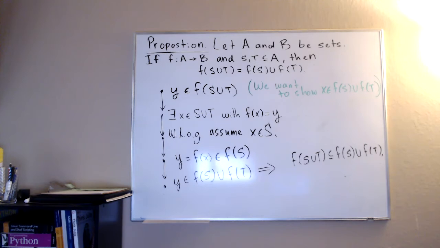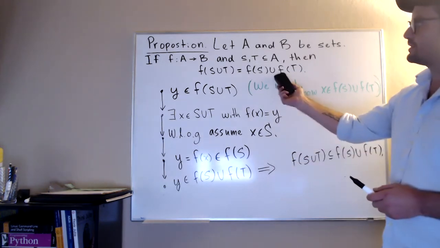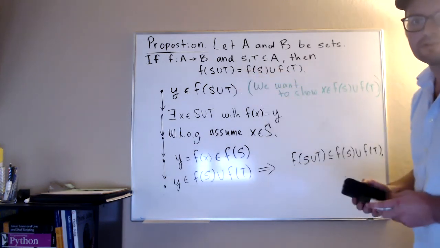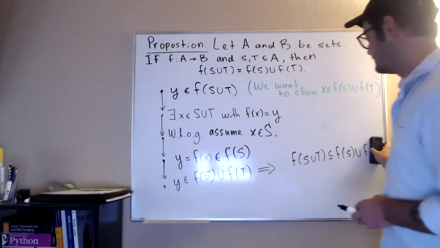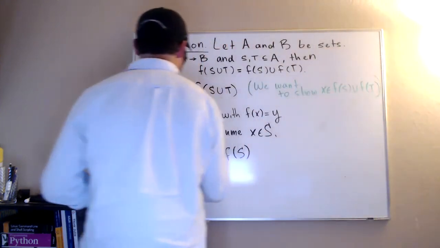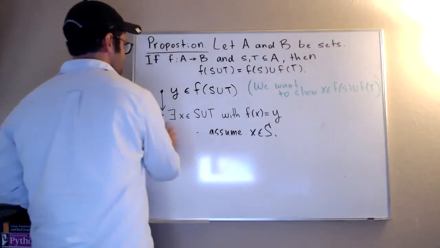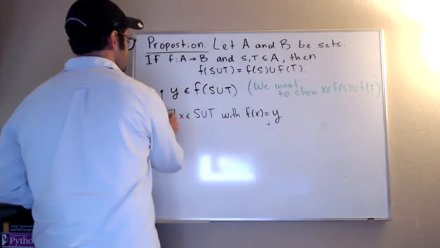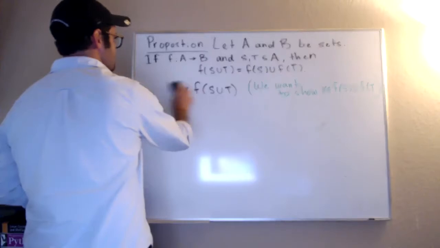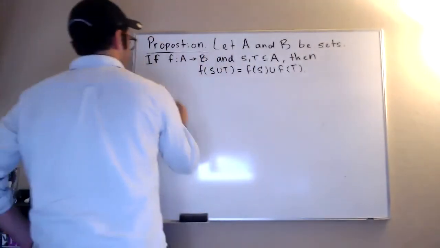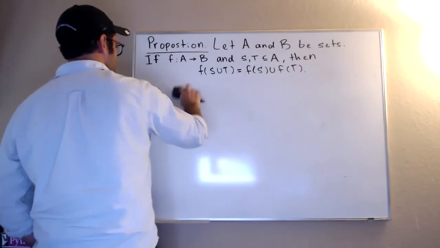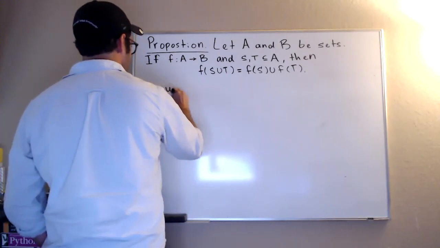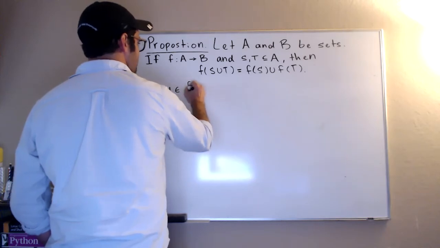So now let's do the same thing here. Let's pick something over here and then show that it must be an element over there. So if we show that they're subsets of each other, they must be equal. Actually, now we're going to go the other way. So we're going to pick Y in this union.